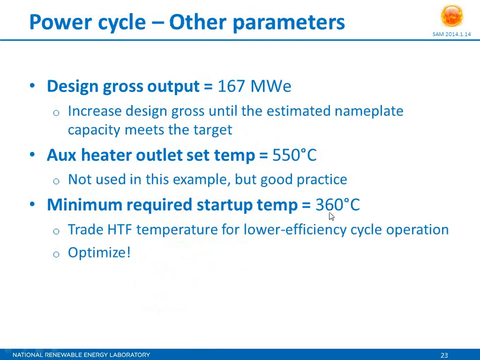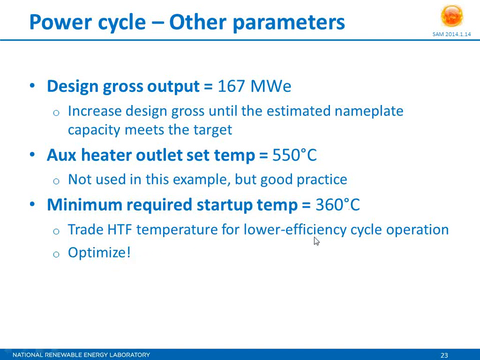The last piece is the startup temperature. So what happens is when you start, the field will circulate sort of closed loop without actually interacting too much with the power cycle, and it'll heat up. And eventually you get to a point where you're generating steam in the boiler and you start spinning your turbine and actually are generating power. So the question is, what temperature should that actually occur at? And that's really a question of optimization.